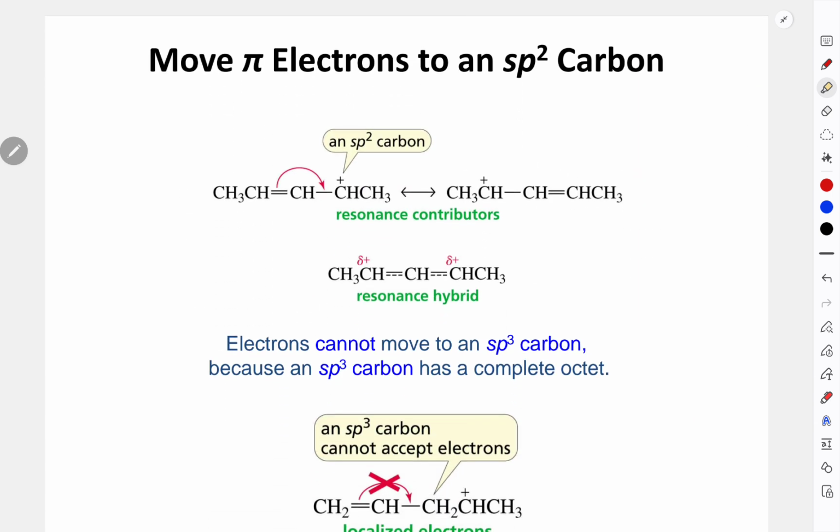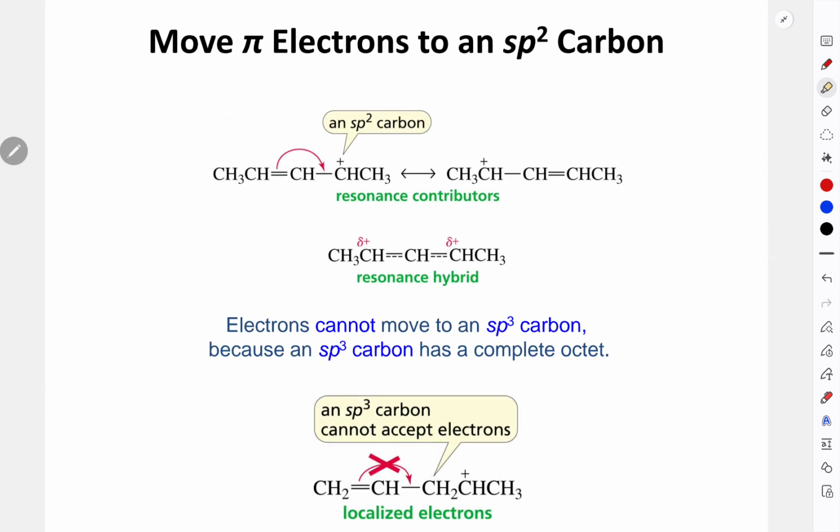This is an example of resonance. You have a double bond here, and you have a positive charge on this allylic carbon. Then you can think of the hybridization and location of the double bonds. Because you have double bonds here, you can imagine there are p orbitals. And of course, these two carbons are sp2 hybridized.